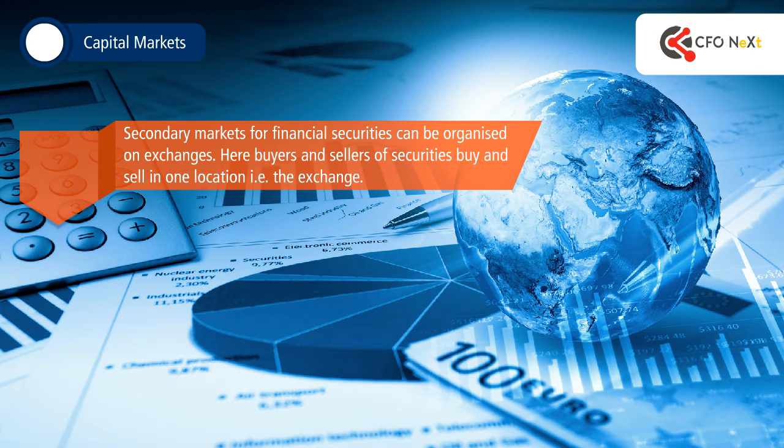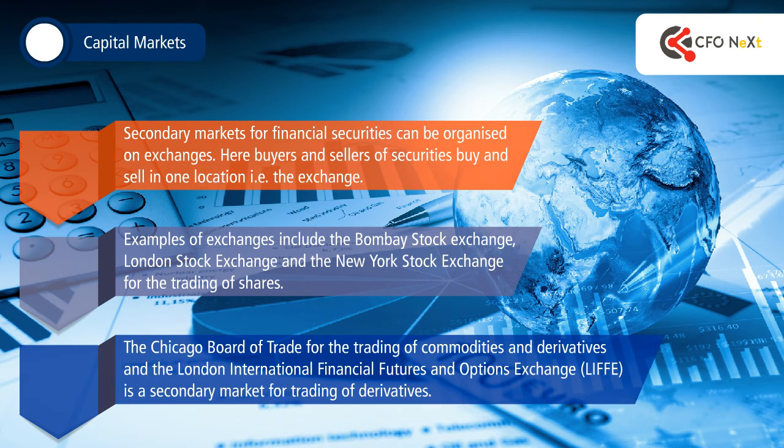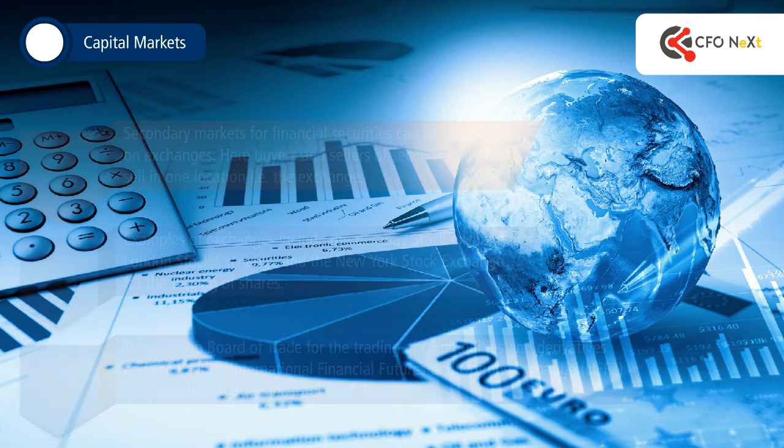Secondary markets for financial securities can be organized on exchanges. Here buyers and sellers of securities buy and sell in one location, that is, the exchange. Examples of exchanges include the Bombay Stock Exchange, London Stock Exchange, and the New York Stock Exchange for the trading of shares. The Chicago Board of Trade for the trading of commodities and derivatives, and the London International Financial Futures and Options Exchange, that is, LIFFE, is a secondary market for trading of derivatives.